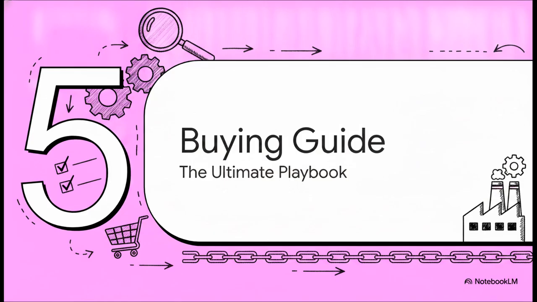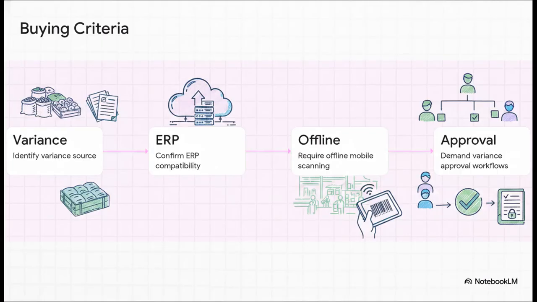This is your playbook. So the crucial point is, before you pull out the company credit card, you must follow this step-by-step criteria. Step 1, identify where your variance is actually coming from. Is it raw materials or is it compliance paperwork? Step 2, confirm ERP compatibility. The tool should sit alongside your system, not force you to replace it. Step 3, require offline mobile scanning. Come on, shop floors rarely have perfect Wi-Fi. And Step 4, demand variance approval workflows. Auto-syncing every single count straight to the ledger, that just moves the error. You absolutely need a review step in there.